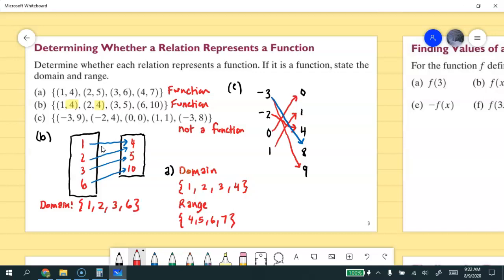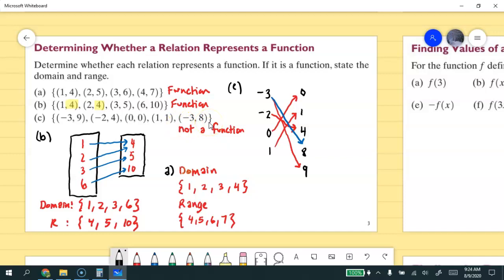All right, and then the range is going to be 4, 5, and 10. All right, so like this, we're able to tell the domain and we're able to tell the range. Now for letter C, because it's not a function, and the question says if it is a function, state the domain and the range, letter C is not a function, and so therefore we're not going to be stating any domain and range for it.